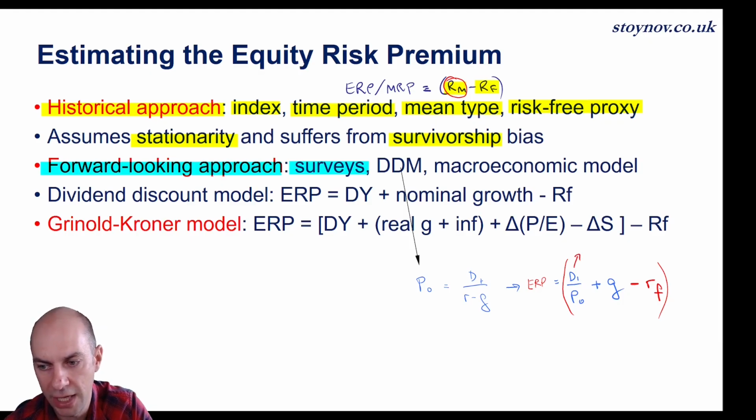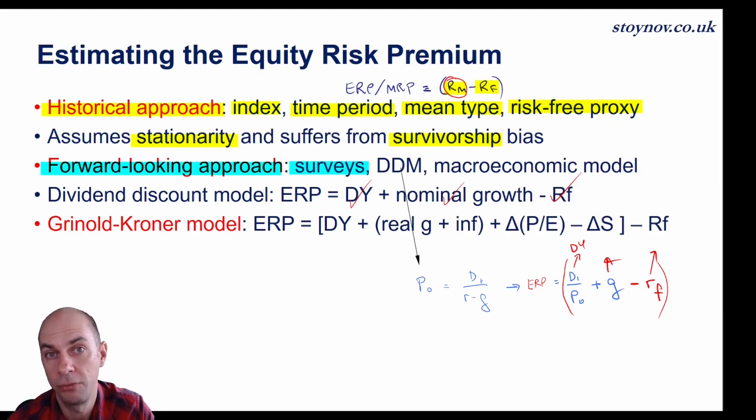So this first item is simply the dividend yield. The second item is just the growth rate of your dividends. And the third item is your risk-free rate. And that's what I've written here: dividend yield, nominal growth of dividends, minus risk-free rate. If you know this formula, you are ready for the forward-looking approach based on the DDM, on the Gordon Growth Model.